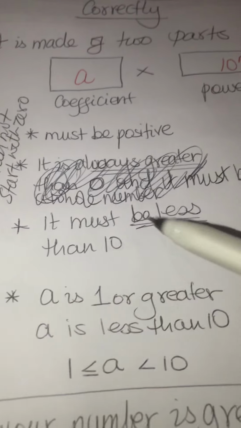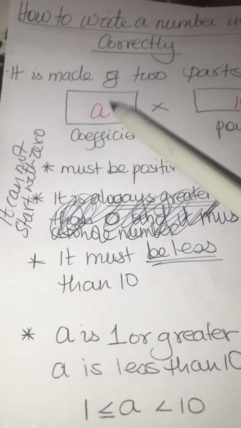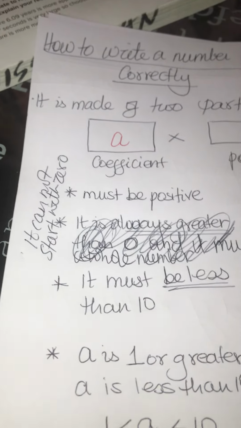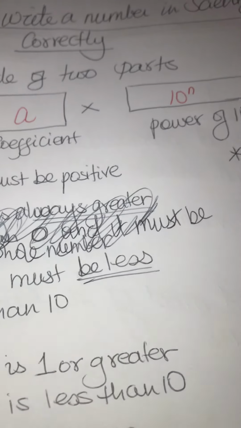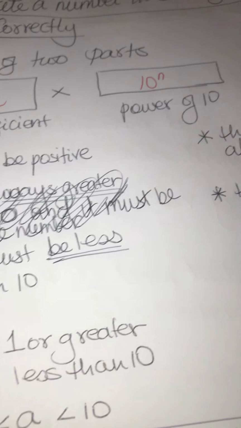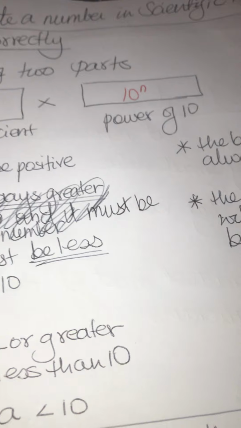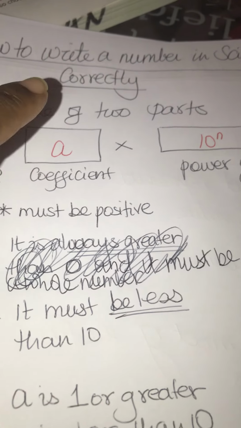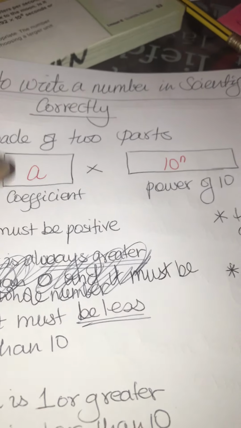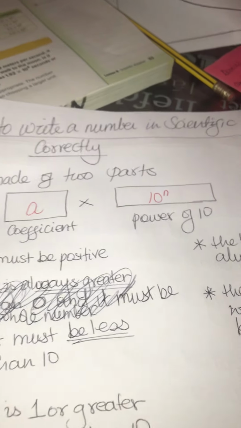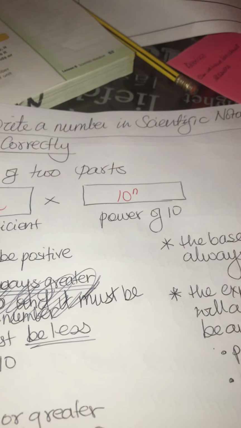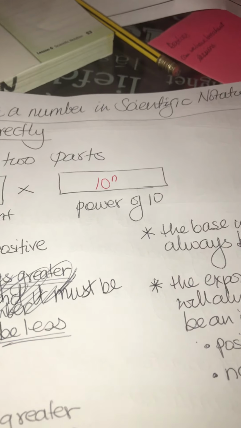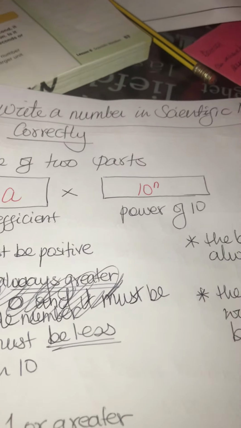Okay? This number that you write here should always be less than 10. If it is more than 10, it is wrong. Okay? So, you can only use 1, 2, 3, 4, 5, 6, 7, 8, 9. That's it. If you write 10, you are wrong. If you write 0, you are wrong.